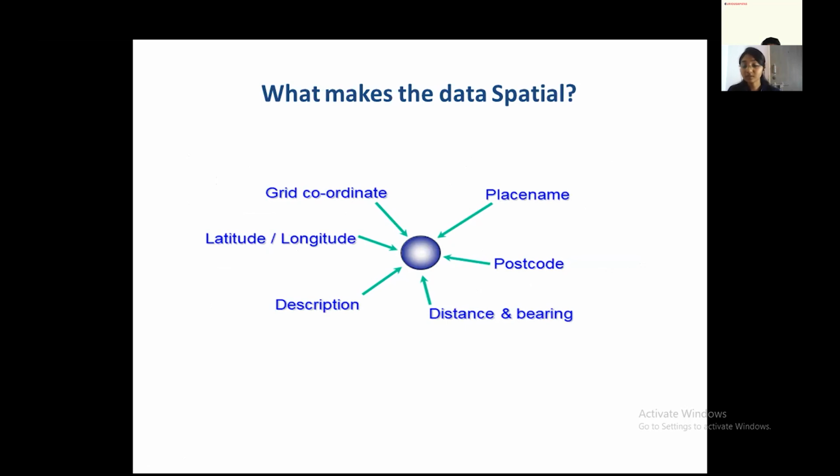So this is one nice question actually. When we talk about geospatial, how can we call that it is locational data? It is spatial data, right? So now we have this point. This is the point. Now you should have a place name, a postcode. Distance and bearing are not that important, but for further analysis they might be useful. You should have a description of it, and most importantly, you should have latitude and longitude associated with it.